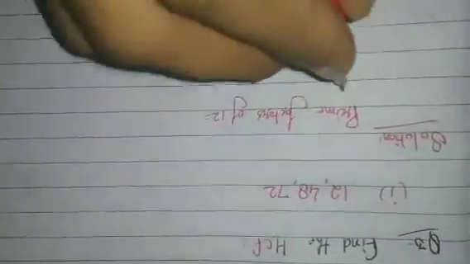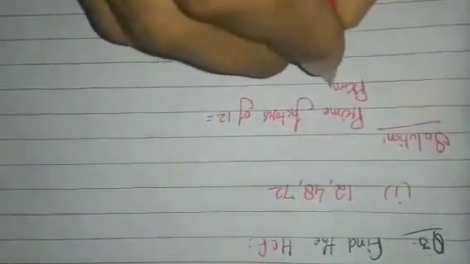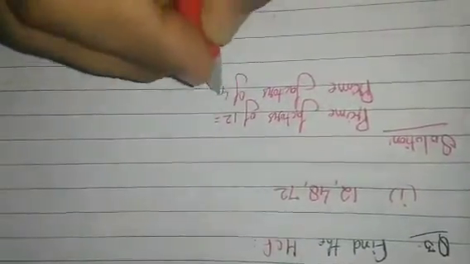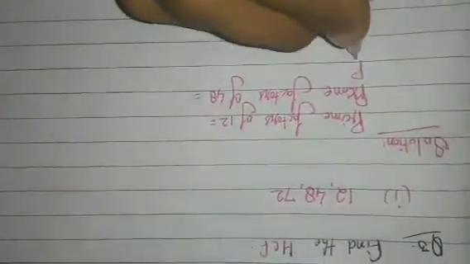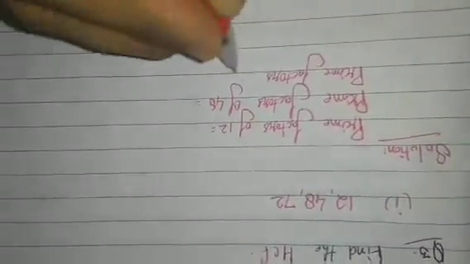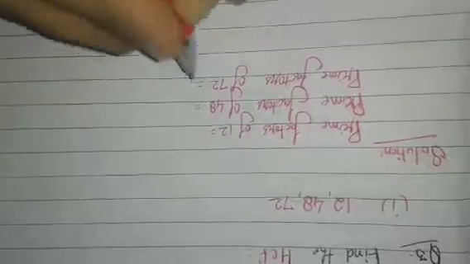First you find out the prime factors of 12. Okay, another number has been given, 48. After that you will find out the prime factors of 48, then the prime factors of 72. Okay, so look here, how can we find out the prime factors?